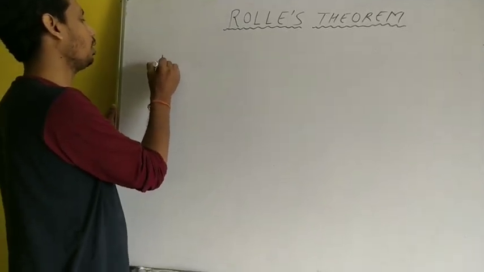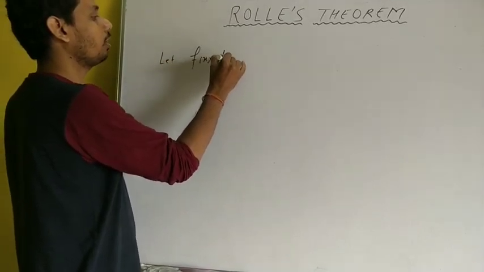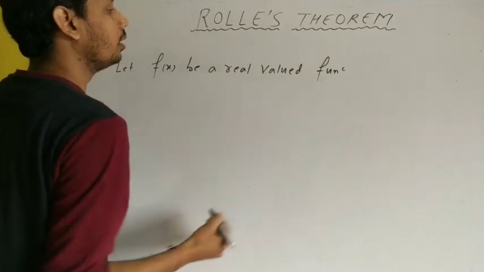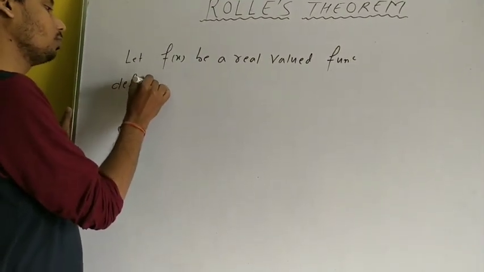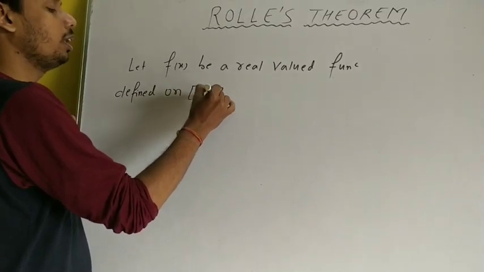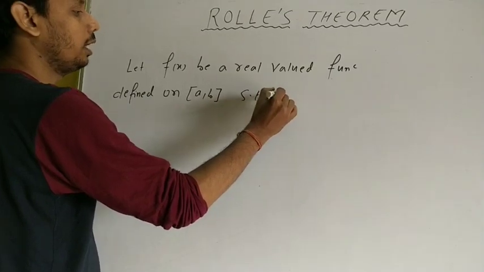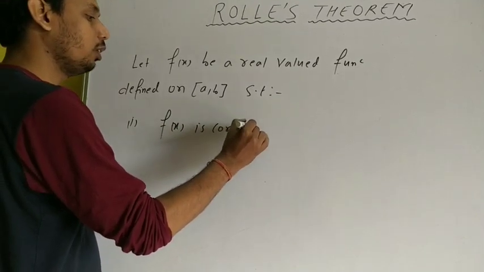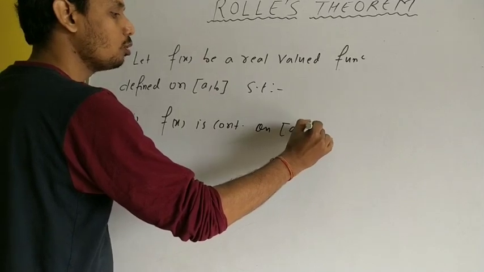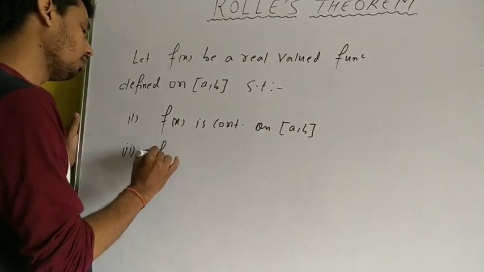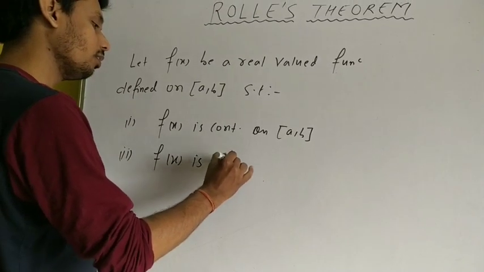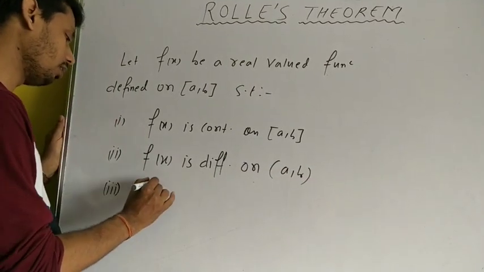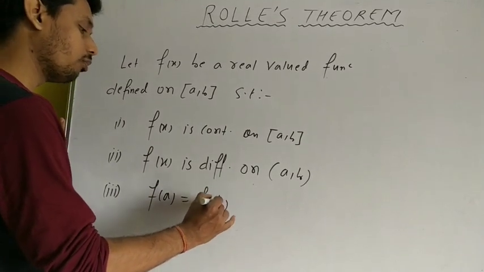Let f(x) be a real valued function defined on the closed interval [a, b] such that first, f(x) is continuous on the closed interval [a, b]; second, f(x) is differentiable on the open interval (a, b); and the third one, f(a) is equal to f(b).